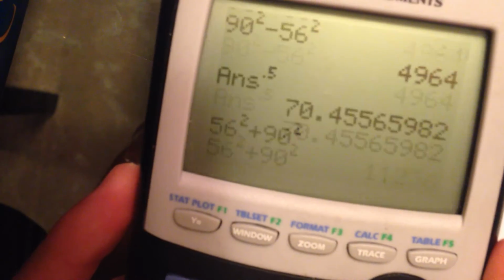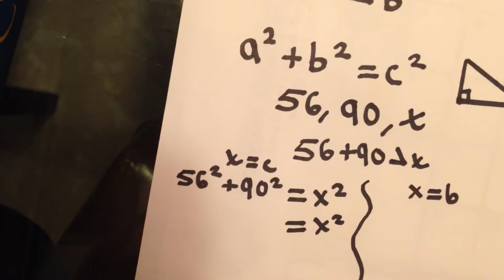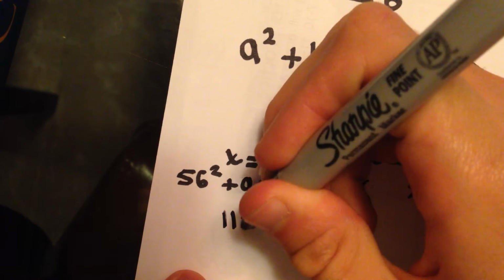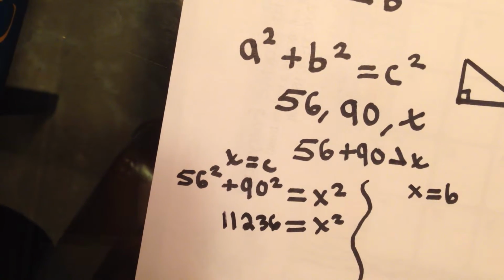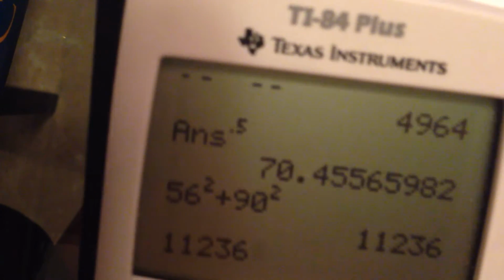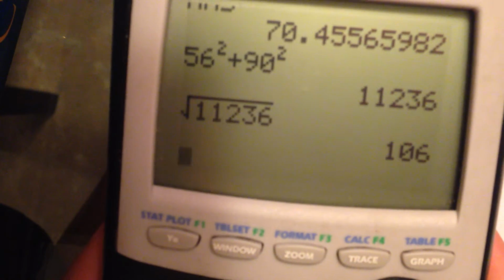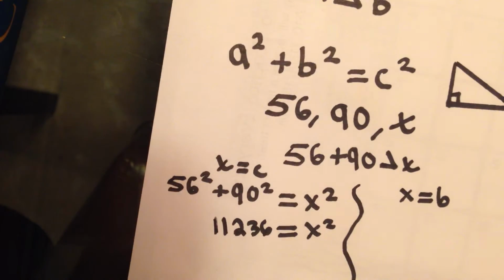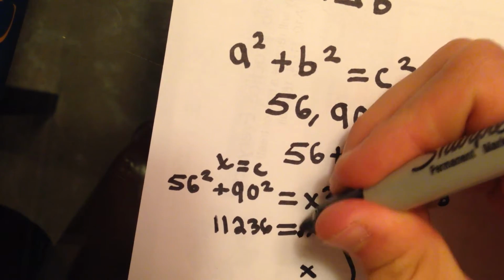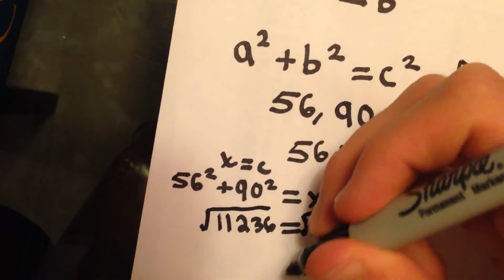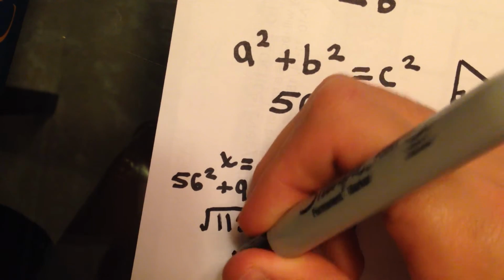That is equal to 11,236. And then we can take the square root of that value. Square root of 11,236, right? And that will give us x is equal to 106. So x, you're going to take the square root of both sides. So x is equal to 106.